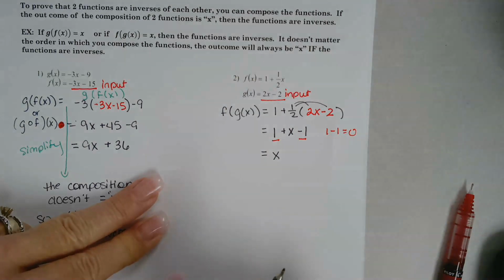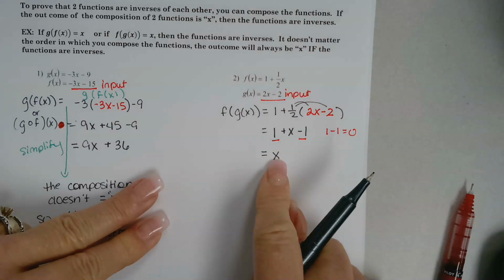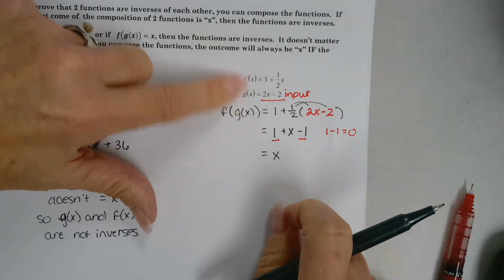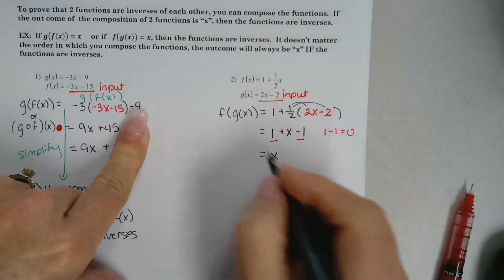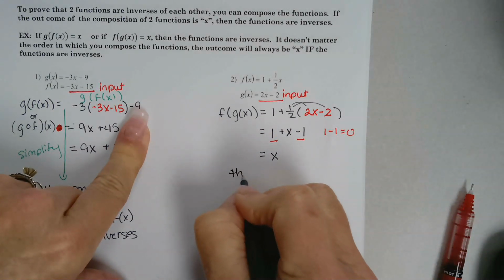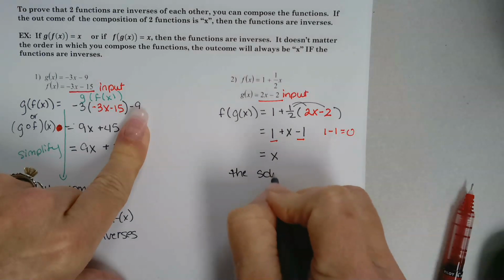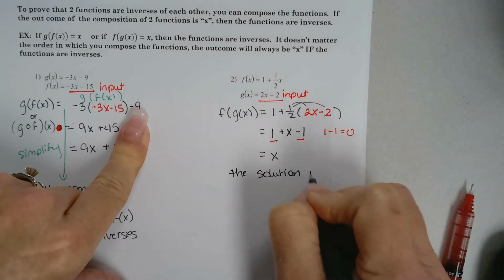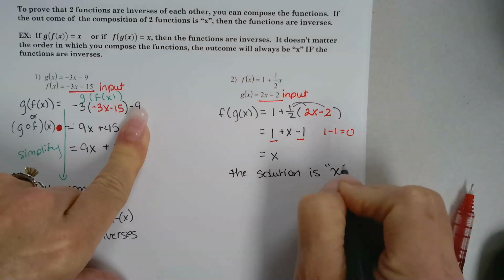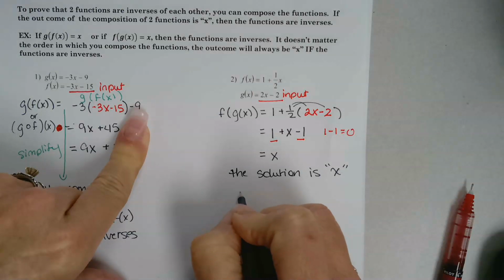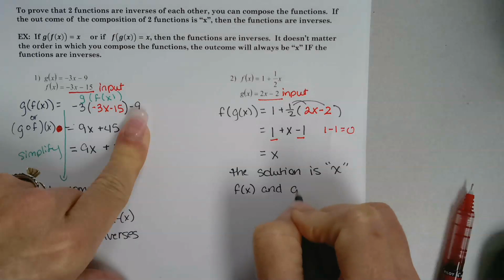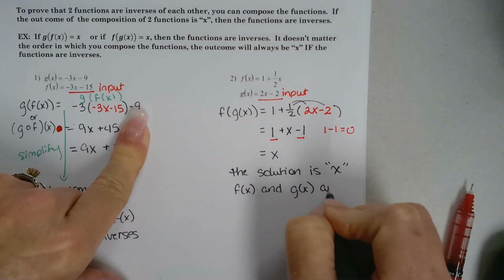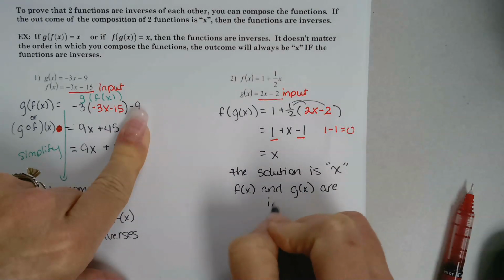This is what we want to look for. This means our two equations, our two function rules, are inverses. Okay, so the solution is x. So f of x and g of x are inverses.